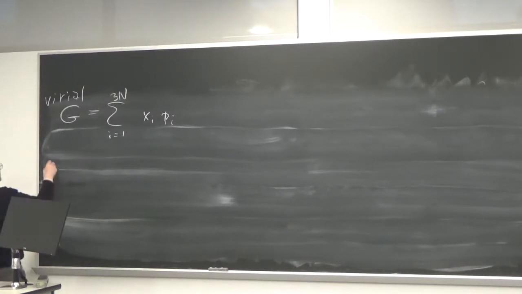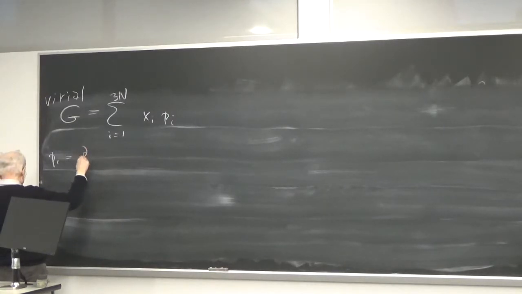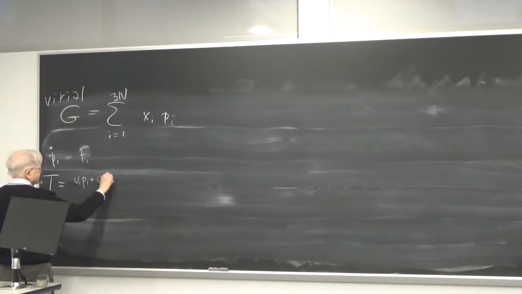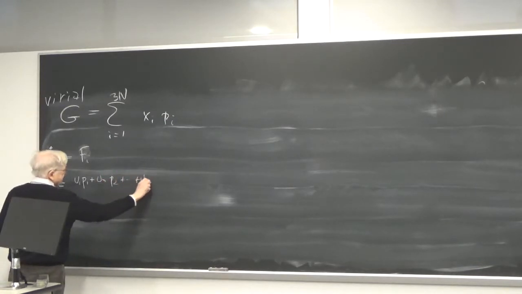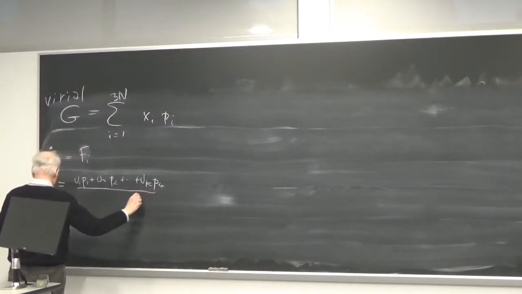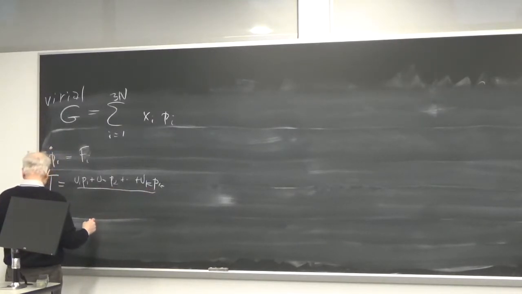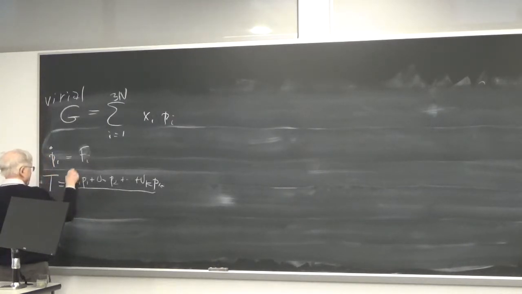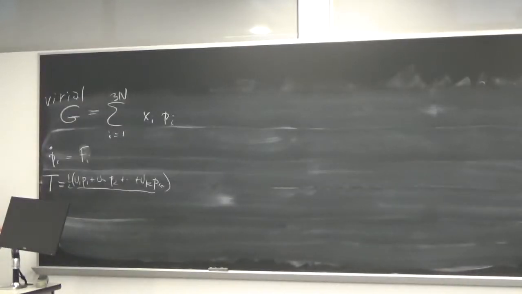Anyway, the time derivatives of the momenta are, of course, the forces, and the kinetic energy can be written as v1 p1 plus v2 p2 plus and so on up to vk pk, all of this divided by 2. So why did I write that big equation? Let's just write it this way.